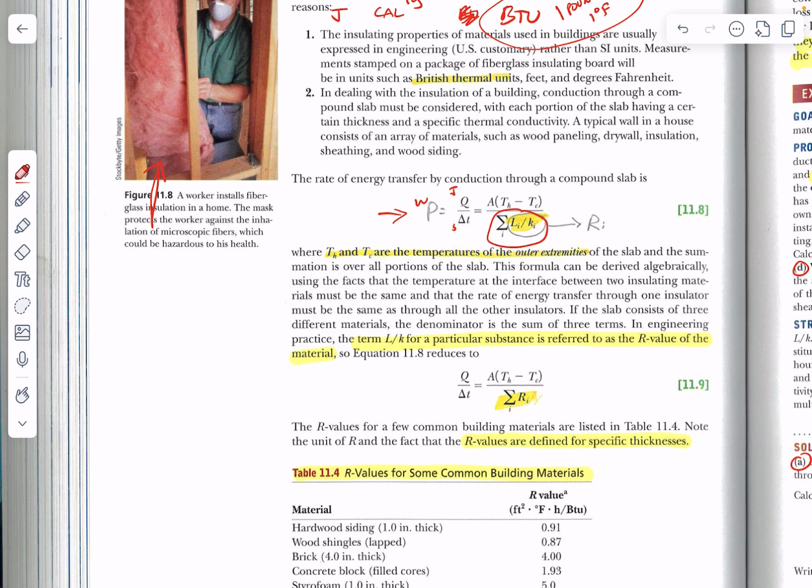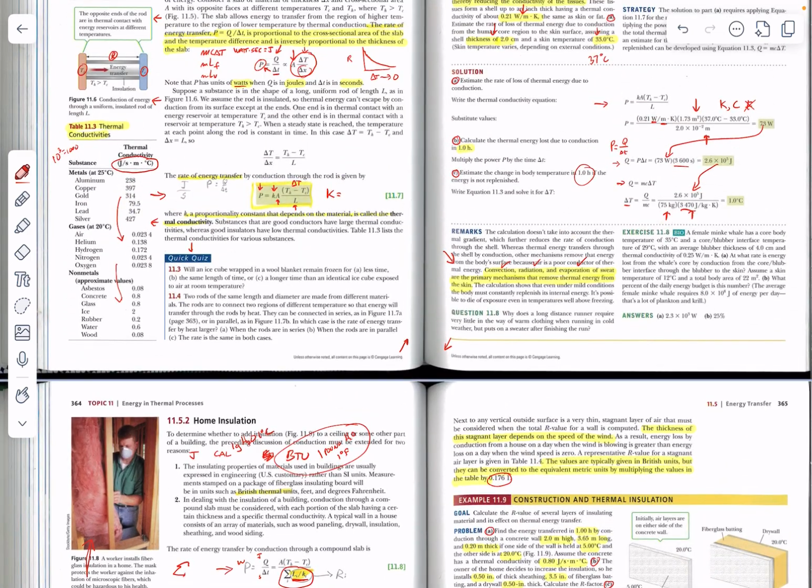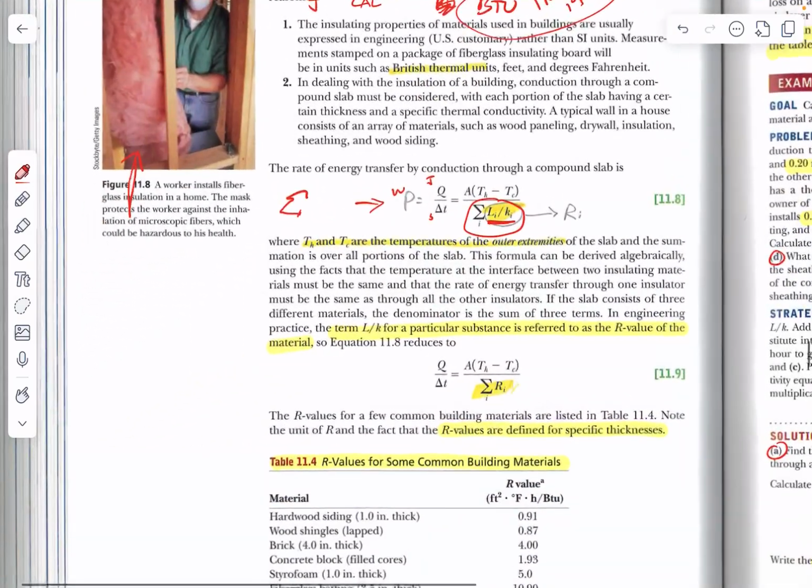And so we're going to have the summation of all of those insulators. And an insulator has a certain thickness, and it's also going to have a value K. And you remember what K is from back here, the thermal conductivity. If you can follow along as I move the screen all over the place.